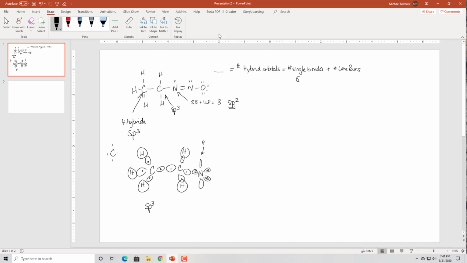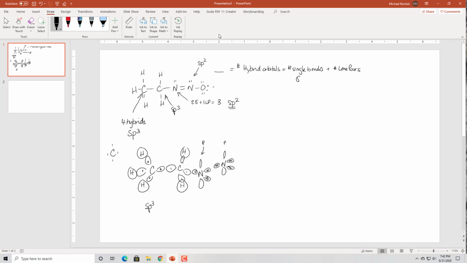Let me come back and explain where we're going to put the electrons. But let's look at the next nitrogen. The next nitrogen is the same. It's got 2 single bonds and a lone pair, which means that nitrogen is also sp2 hybridized. Here are my 3 hybrid orbitals, and they are trigonal planar, along with the unhybridized p. And so that makes that nitrogen sp2.